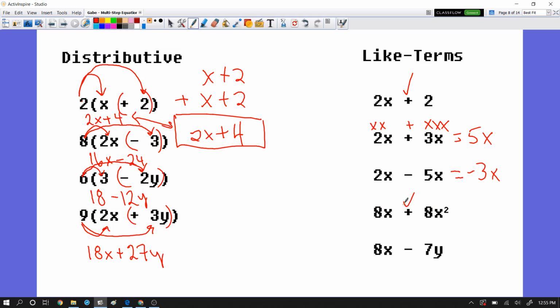I'm putting a check because that's as simple as it can get. You see that they both have a variable, but they're not the same variable. Here's another example of having 2 letters in a problem.